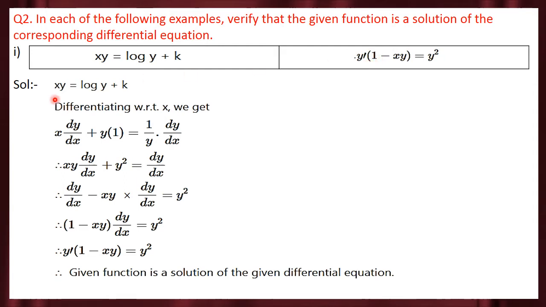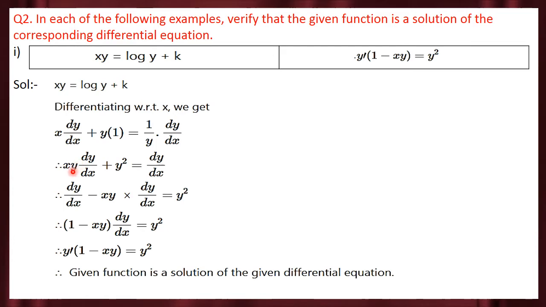So we will differentiate this function only once. For the left hand side we will apply the product rule, that is the UV rule for differentiating, because x into y is the product of two functions. So first one, u into derivative of v, that is x into derivative of y with respect to x, plus y into derivative of x with respect to x, that is 1, which is equal to derivative of log y, which is 1 by y into dy by dx, and derivative of k is 0.